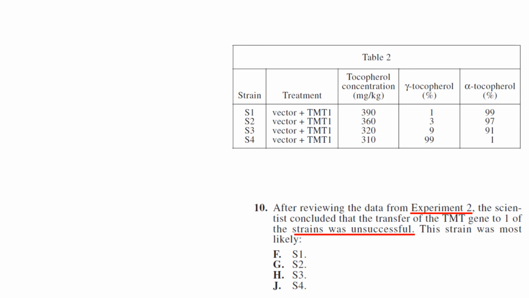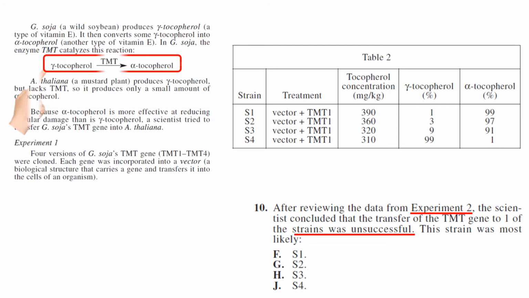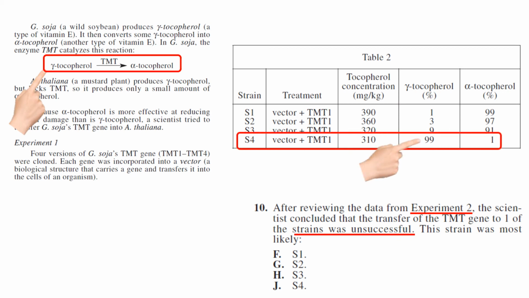So which one is it? Well, I would say pretty sure it's easy to eliminate G and H. Those are both out. If we look at the reading, it says it goes from gamma tocopherol to alpha tocopherol. So that's the pattern, and I see that doesn't happen in strain 4, right? It goes from 99, 1, so it did not transfer, so my answer has to be J.